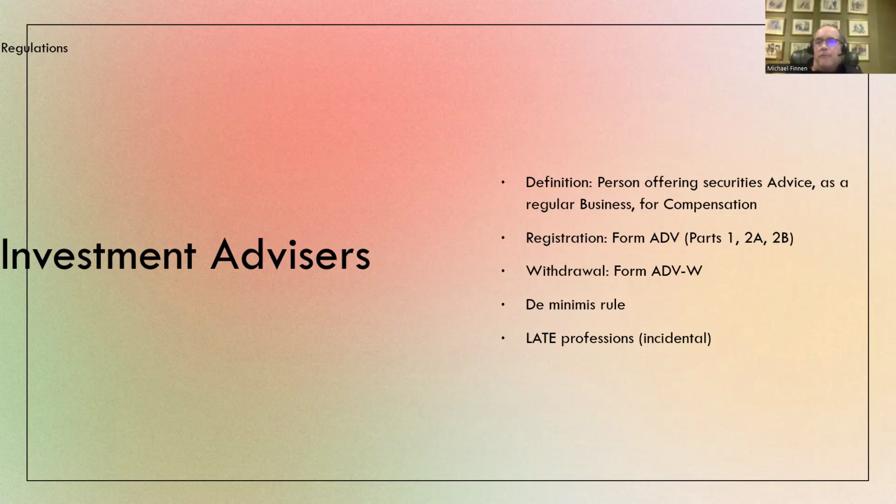All bets are off once there's an office in the state. If there's no office in the state, then we might get through with some of these exclusions. One of them is the de minimis rule. If an investment advisor has five or fewer retail clients in the state, and no office in the state, they don't have to register in the state.